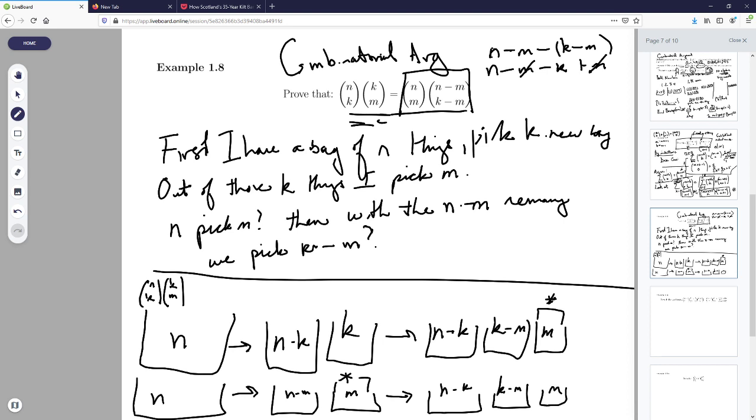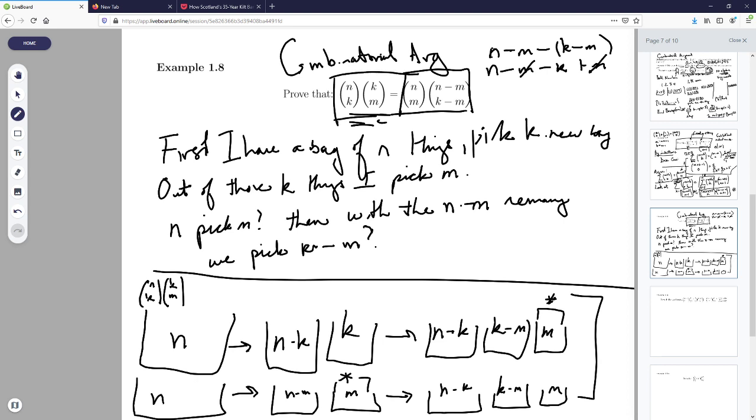So you see that in the end, these are two different ways to go through the selections that end up with the same set of things in bags. And so basically, that is the argument that you can use to prove that this is true.